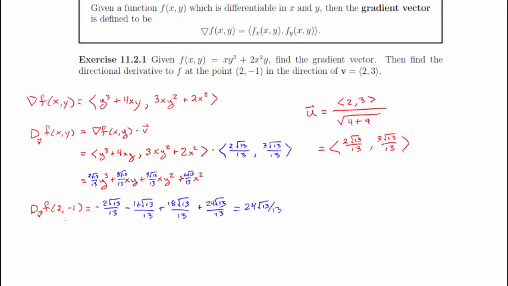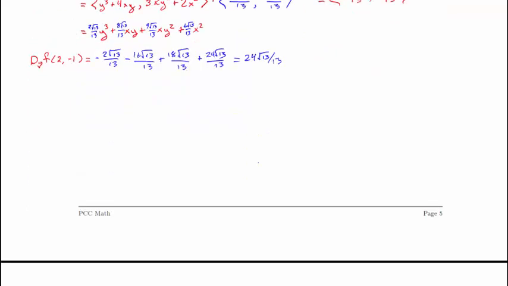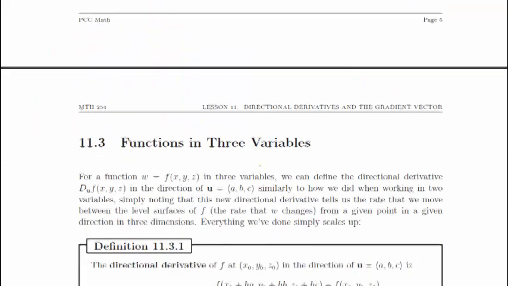When we plug in the specific point, this function that we have right now is going to give me the slope in the direction of 2 comma 3 at any point on the surface. So when we plug in the point 2 comma negative 1, this equals 24 root 13 over 13. So that's the slope in the direction of v at the point 2 comma negative 1. So it's the same kind of thing that we were doing before, but using this new gradient vector.